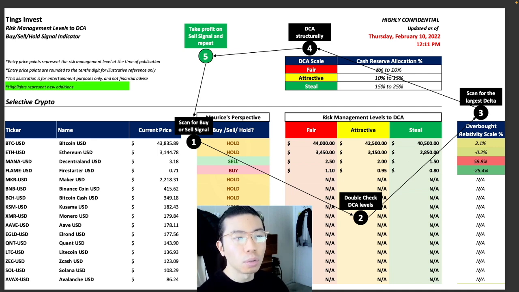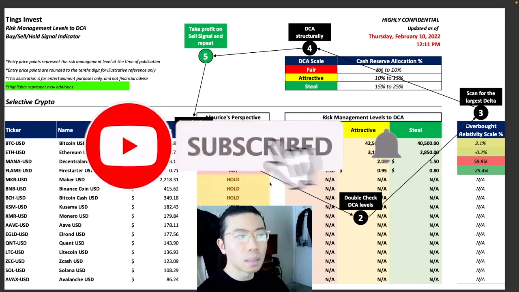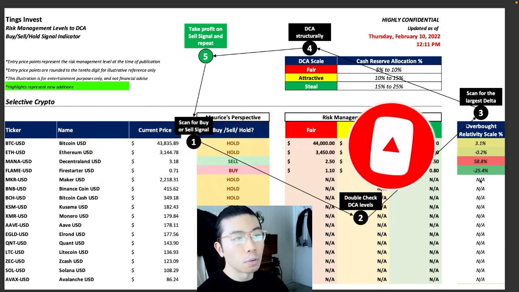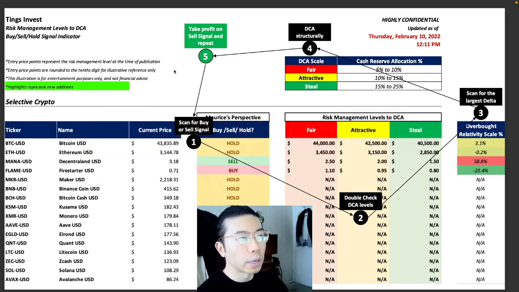You refer to the relativity scale to show whether we are overbought or oversold at the moment, right? So whenever you see that it's screaming a red number, or a relatively large percentage, which shows the largest delta or variance, if you may, you take a checklist and check off that one. You see that, oh, you know what? Decentraland seems like it's screaming a sell signal at the moment, right? And then what you do next is, if you want to take profit, you go straight to step 5.